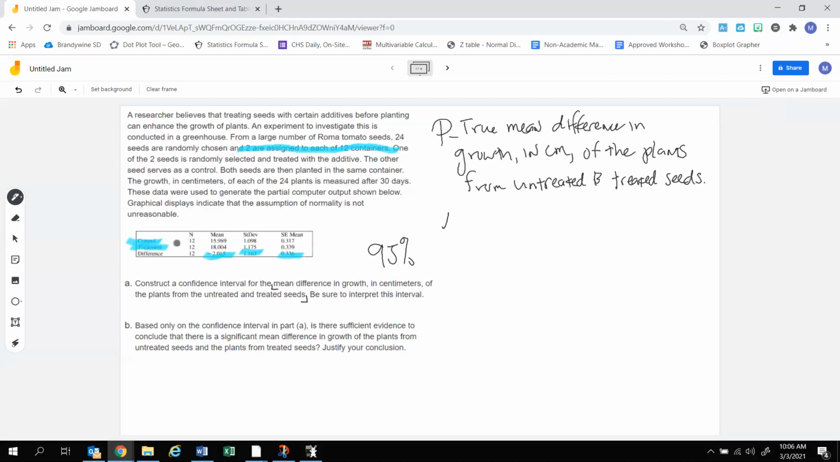All right. A, this is going to be our assumptions and conditions. Because this is a matched pair scenario, everything is going to run the same as a one sample t interval. So the assumptions and conditions. 1, do we have randomization? If we look through this question, the 24 seeds are randomly chosen, and then one of the 2 seeds is randomly selected. So we have randomization in both spots. We have 24 randomly selected seeds, and they're randomly chosen to receive the treatment also.